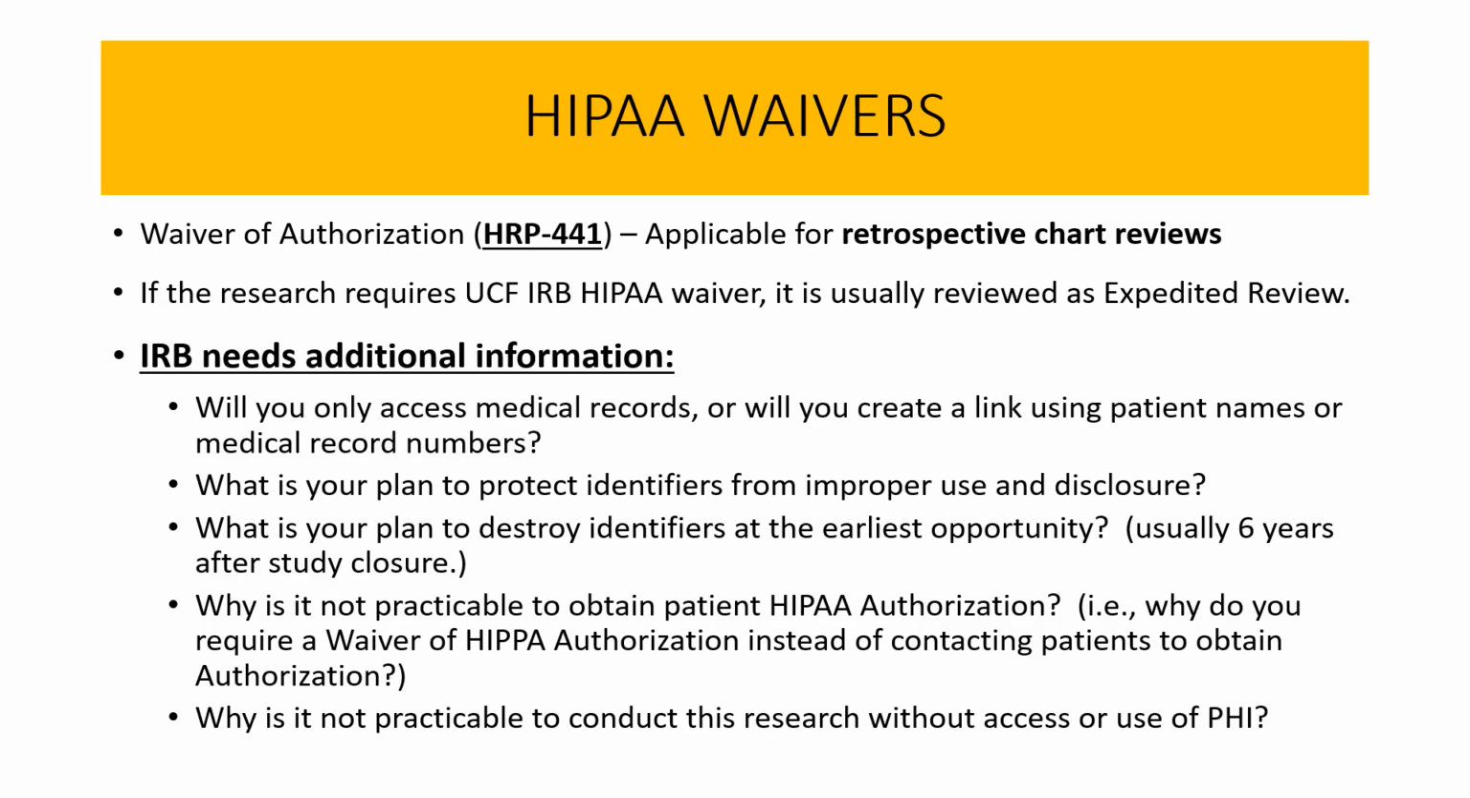UCF IRB cannot grant a HIPAA waiver for PHI that is not coming from a UCF clinic unless you have permission to access the data. If you're collecting data from an outside clinic and need a HIPAA waiver of authorization, that clinic must either provide that waiver or issue you a document that gives you permission to access their records for research use.